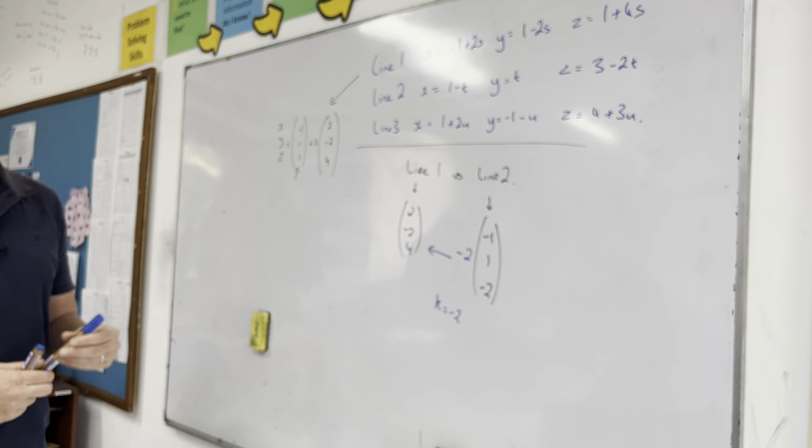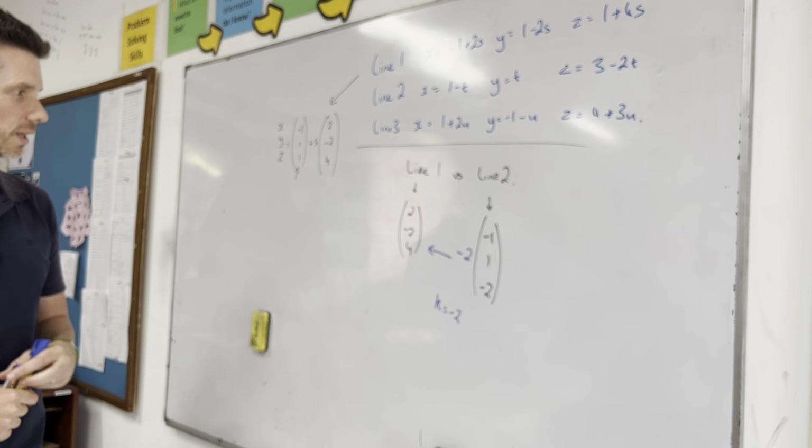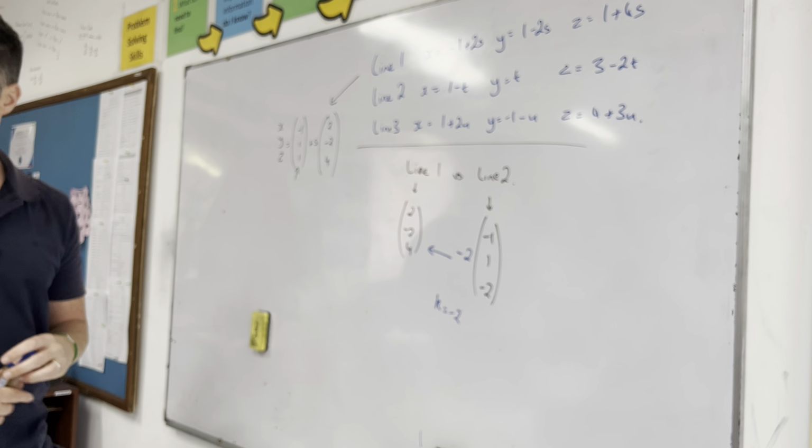So just write: L1 and L2 have a scalar multiple between their direction vectors, so they're parallel? You can write that, yeah. Scalar multiple, and you can say what it is as well. k is -2.